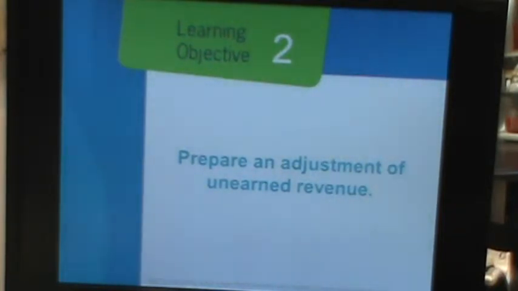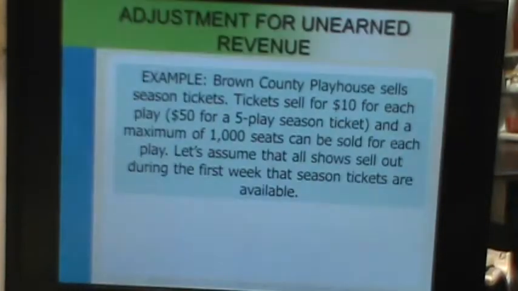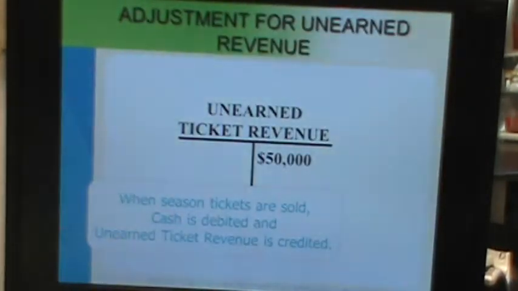Okay, this is section number 2. It's preparing an adjustment of unearned revenue. So here's the example. Brown County Playhouse sells season tickets. Tickets sell for $10 for each play, or $50 for a 5-play season ticket. And a maximum of 1,000 seats can be sold for each play. Let's assume that all the shows sell out during the first week and that season tickets are available.